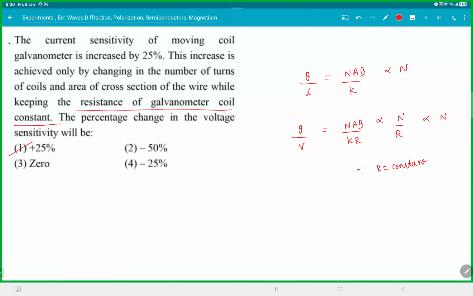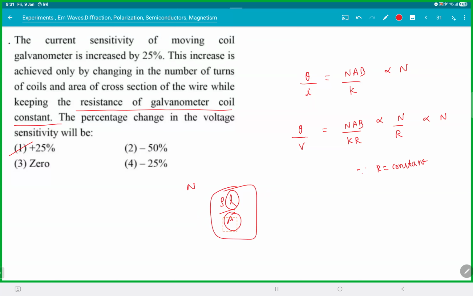So in the question, if they had mentioned this is achieved by changing the number of turns, that's it, right? But look at the problem here. The wording was: the number of turns and the area of cross section of the wire, while keeping the resistance of the galvanometer constant. That means they actually changed the size of the wire. In the first case, they used a thick wire. In the second case, they used a thin wire. Got it? If you kept the thickness of the wire the same and increased the number of turns, the length of the wire would have increased, and the resistance would have changed. So when you increase the number of turns, the length changed, but they also changed the area to keep the resistance constant. I hope you're getting the difference there.